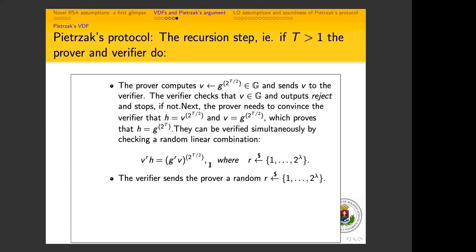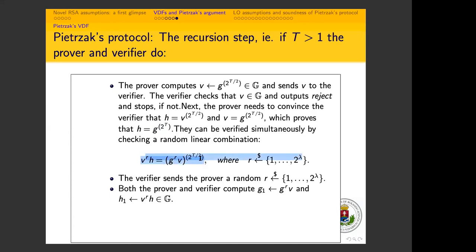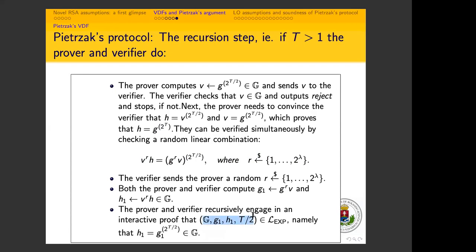equations. And this is why it's nice, because then we see a recursive pattern emerging. If we call g1 as g to the r multiplied with v, and h1 as v to the r multiplied by h, then what we now need to prove is that this tuple is in the language. So we just recurse on t half now with g1 and h1. This is why the protocol is nice, because it is logarithmic in t. So we achieved what we wanted. And the proof is also really small because it only contains log t elements, log t v elements.